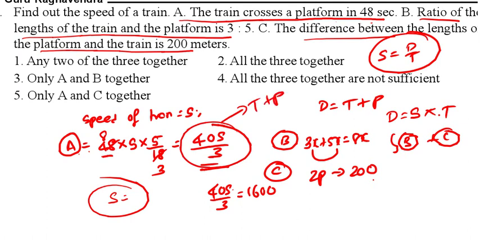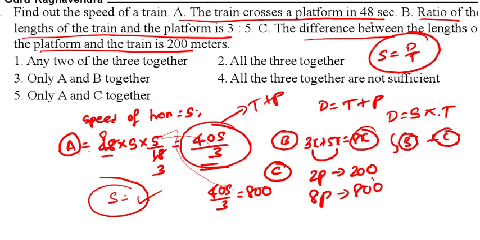So train length plus platform length is 8x. 2x is equal to 200. So 8 parts is equal to 800. So again, 40 S by 3 is equal to 800. We can find the S value.